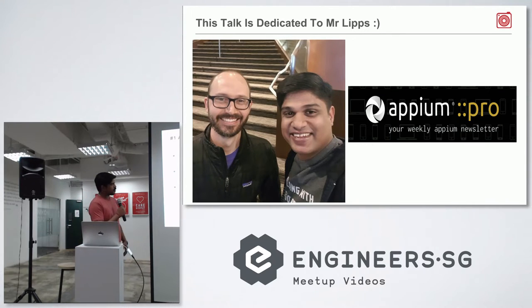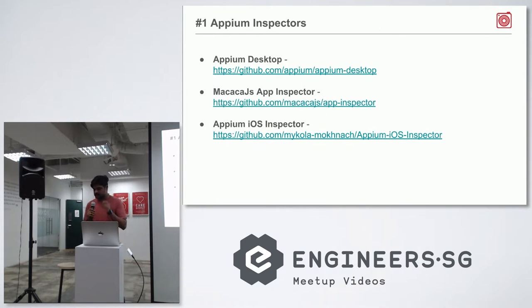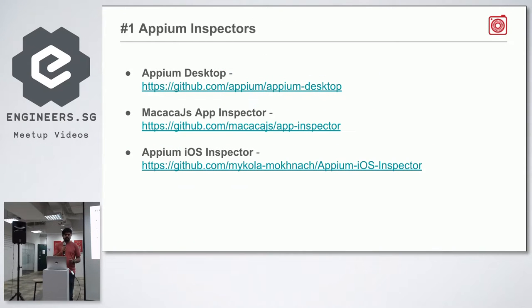The first one, how to inspect the elements. The most preferred tool for inspecting is Appium Desktop. This is the official app that Appium suggests. There are around 30 contributors there already. If you look at Macaca.js, it's a web-based tool where you can hit a URL so the mobile's UI will be displayed on a web page. And there is the Appium IO inspector also. Personally, I prefer to use Appium Desktop over the other tools, which is highly stable now.